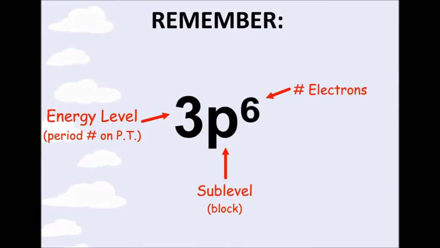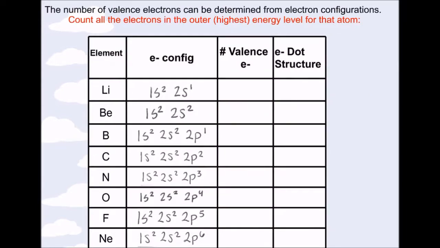I want to go ahead and remind you of what a segment of the electron configuration looks like and what it stands for. The number in front is the energy level, which correlates with the period on the periodic table. The letter is the sublevel, and then the exponent is the number of electrons within that sublevel. So, the number of valence electrons can be determined from the electron configurations. What we're going to do is count all the electrons in the outer, or the highest, energy level for that atom. So starting with lithium, we've got 1s2, 2s1.